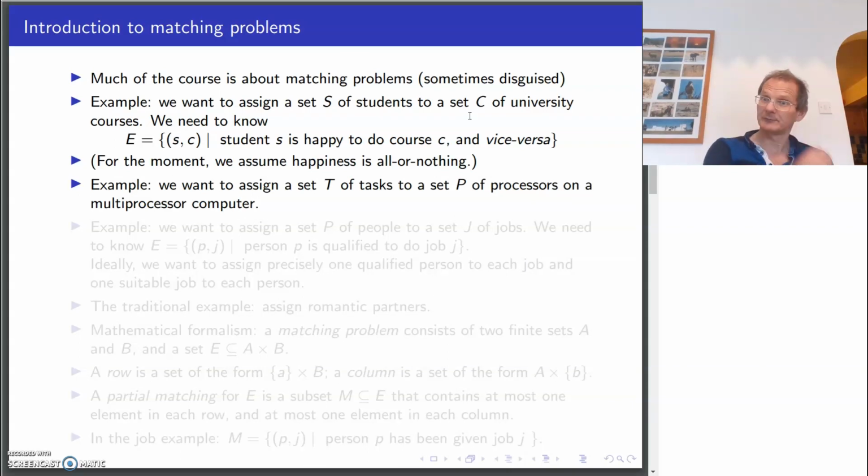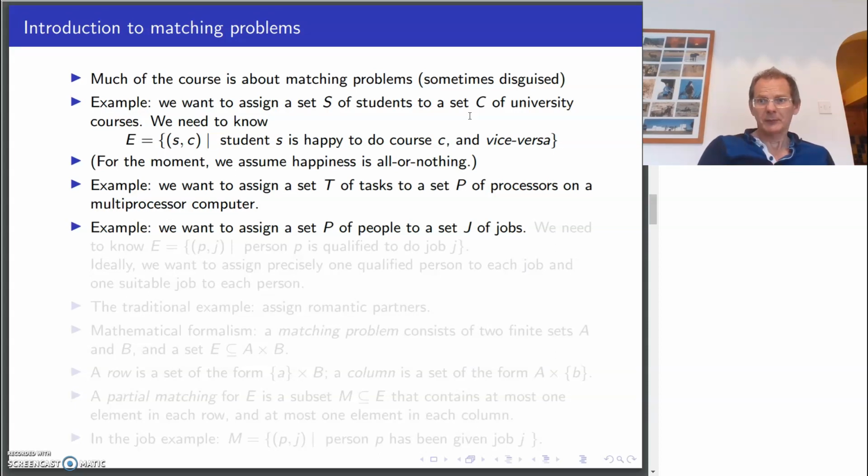Another kind of allocation problem. There are lots of allocation problems in computer science. One basic one: you've got some set of tasks you want a computer to do. Maybe you've got some fancy supercomputer with thousands of processors, and you want to allocate the tasks to the processors. That's a kind of matching problem.